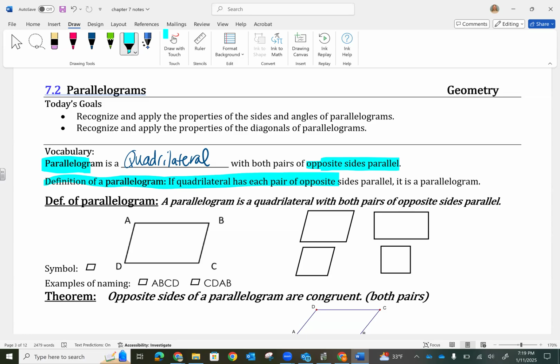Definition of a parallelogram: both pairs of opposite sides are parallel. So a parallelogram traditionally looks like this. You know, those two match each other, they're parallel. These two guys are parallel to each other as well.